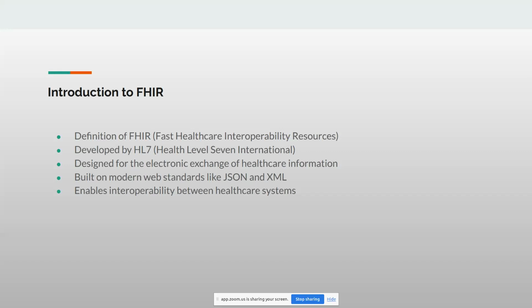In today's rapidly evolving healthcare landscape, there is this need for seamless data exchange. That's where Fire has an advantage. So Fire is a modern framework. Previously, HL7 was using another kind of protocols and another kind of messaging format for this data. But Fire is much more modern. It is much more user friendly, and it is built on modern web standards like JSON and XML.